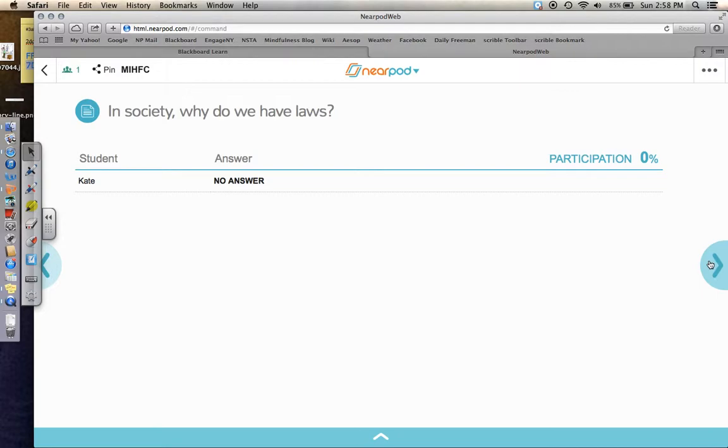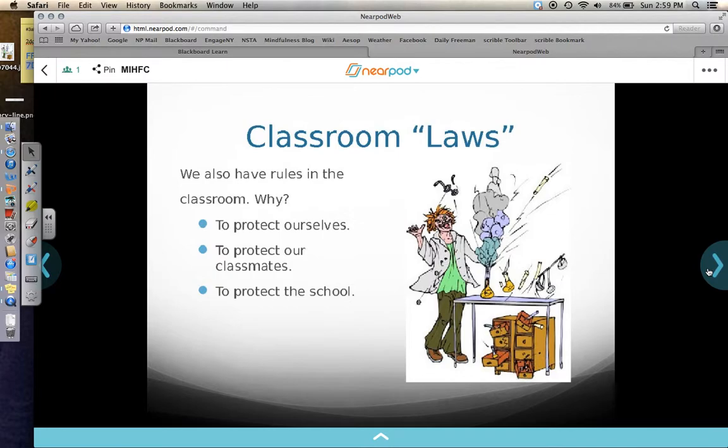And basically, the purpose of this is to get them to connect it to lab safety. So why do we have rules in the lab? And it's the same thing, to protect ourselves and others from harm or danger. So based on these results that come up on the screen, I would lead a discussion about why we have laws in society based on their responses. And all the students would be able to see the results up there as well, so that they have access to those. Now, on to the next slide.